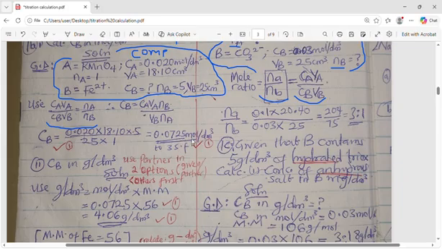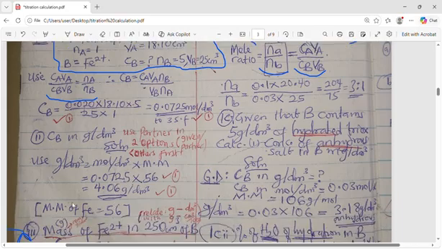So moles per dm³. Then they also say we should find CB in grams per dm³. So since I have my CB in moles per dm³, I'll just use mole per dm³ times molar mass. But always make sure you indicate the molar mass. 56, how did you get it? Put it in there, because it attracts marks. So remember this conversion of grams per dm³ to moles per dm³.